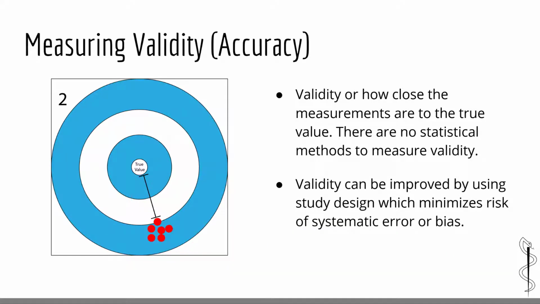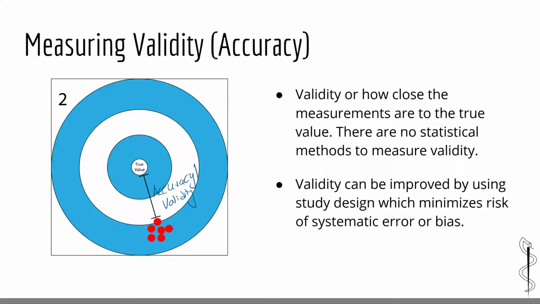Okay, now let's talk about validity and how to assess or measure the level of validity or accuracy. In this image, the distance of the measurements from the true value represents the level of accuracy, in which smaller values represent higher accuracy. Unlike precision, researchers cannot use statistics to measure the validity or accuracy of the study. The best they can do is ensure that the study design has no potential sources of bias. In other words, the only way to improve validity or accuracy is to use a study design which minimizes the risk of systematic error or bias.